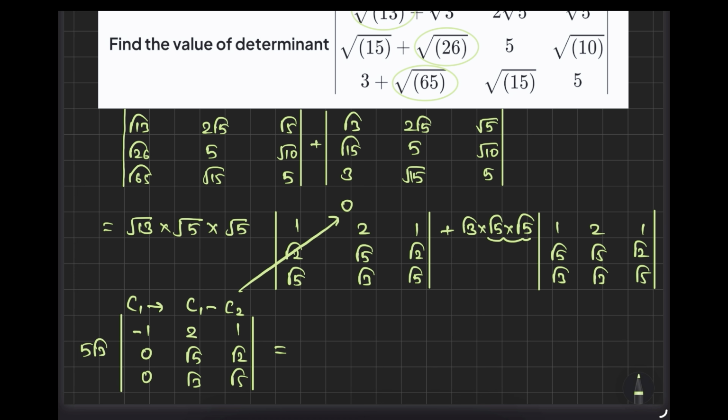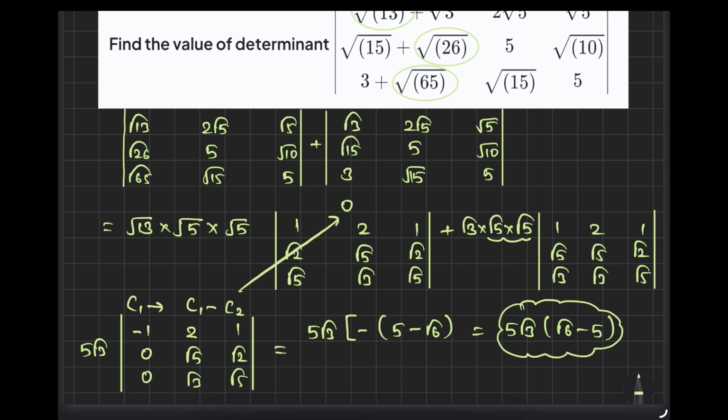Now I will expand this determinant along the first column. So it is 5 root 3, and then we have minus 1 times 5 minus root 6. This minus will enter inside, so the required answer will become 5 root 3 times root 6 minus 5. So this is your final answer. I hope the idea is clear and you can handle similar situations.